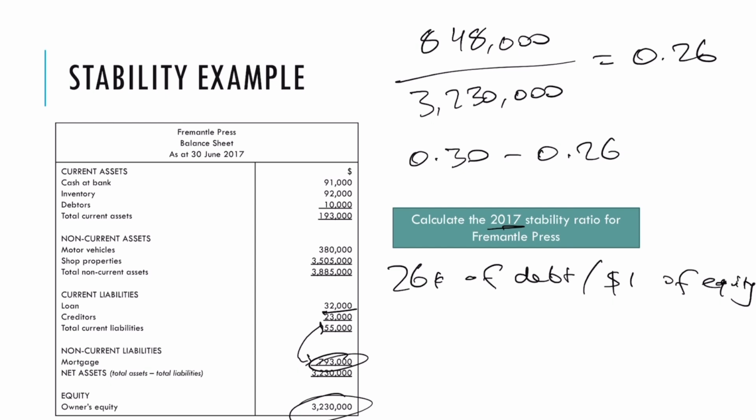So ways to continue to improve this ratio are to keep paying off loans and to potentially increase equity by earning higher profits, or even by selling additional shares to shareholders for whatever reason. So that is our liquidity and stability ratios.